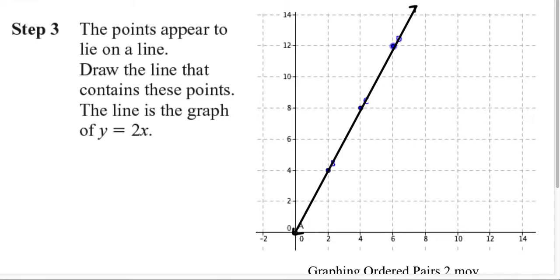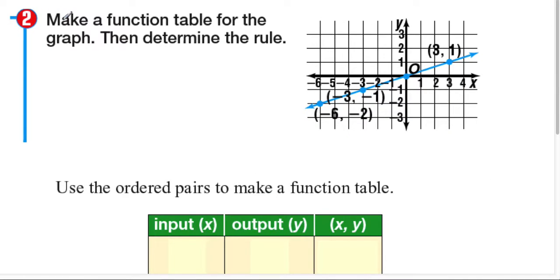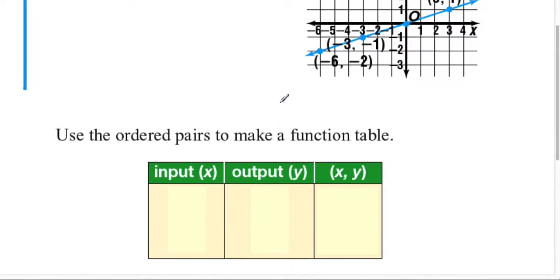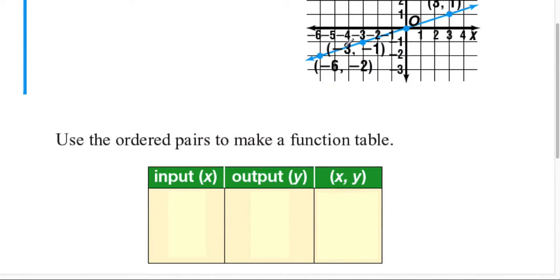Okay, let's take a look at example number 3. We want to make a function table for the graph and determine the rule. So in this particular example, you are given the graph of a function. You want to create a function table and determine the rule that applies to that particular line. So use the ordered pairs to make a function table. We will use the points that you see here and put them on our function table.